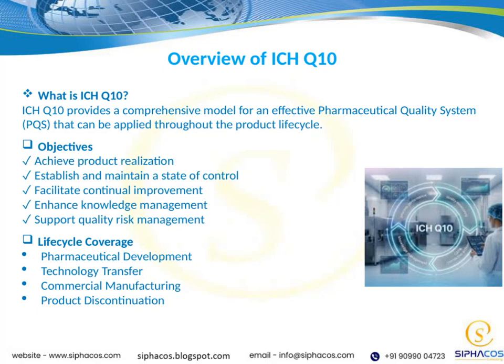Let's start with an overview of ICH Q10. It's a framework designed to build a strong pharmaceutical quality system that works across the entire product lifecycle. The goal is clear: to ensure products are realized effectively, maintain control, and keep improving over time. It also focuses on managing knowledge and supporting risk management. This system covers every stage, from development and technology transfer, through commercial manufacturing, all the way to product discontinuation. It's a complete approach to quality in pharmaceuticals.